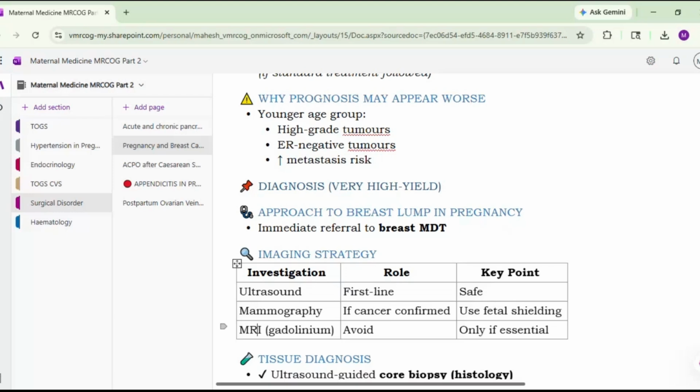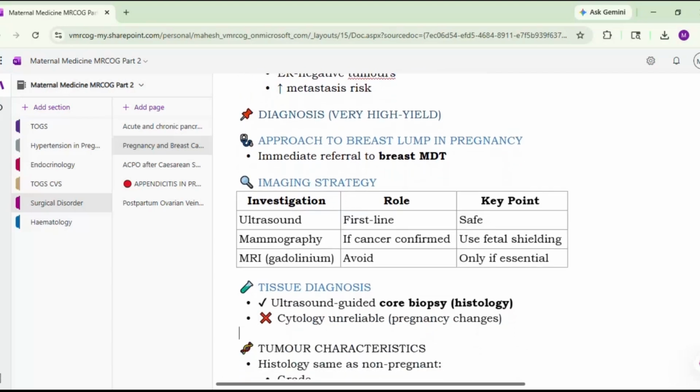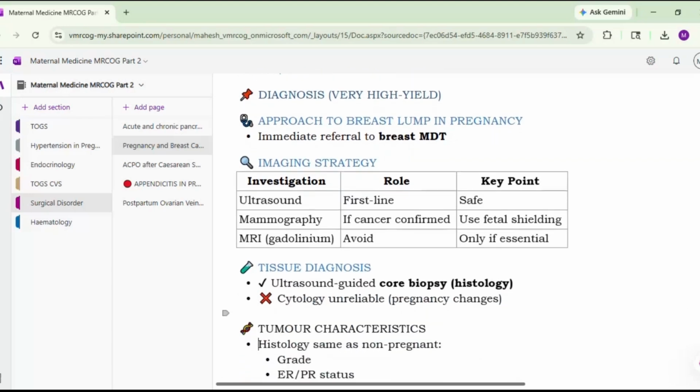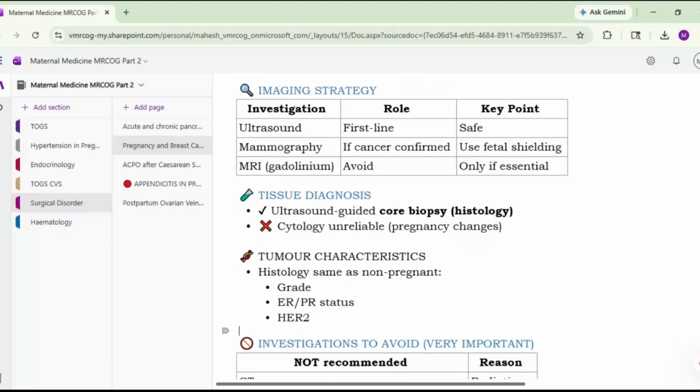Okay, so ultrasound is safe. Mammography, if required, then using the fetal shielding, and MRI preferably avoided, especially the gadolinium, and it is to be done only if it is essential. Then for tissue diagnosis, we do an ultrasound guided core biopsy, as histology is required. Cytology is unreliable because of the pregnancy changes. So what you go ahead with is ultrasound guided core biopsy.